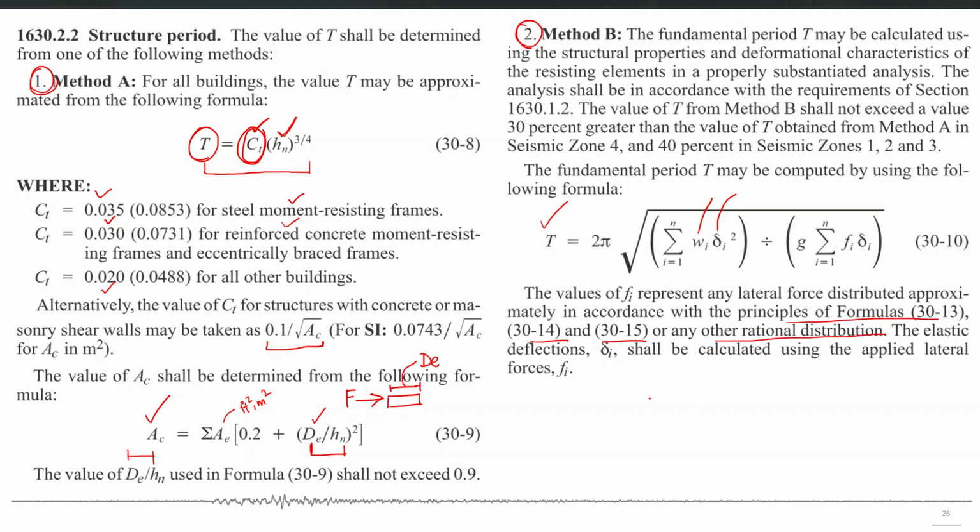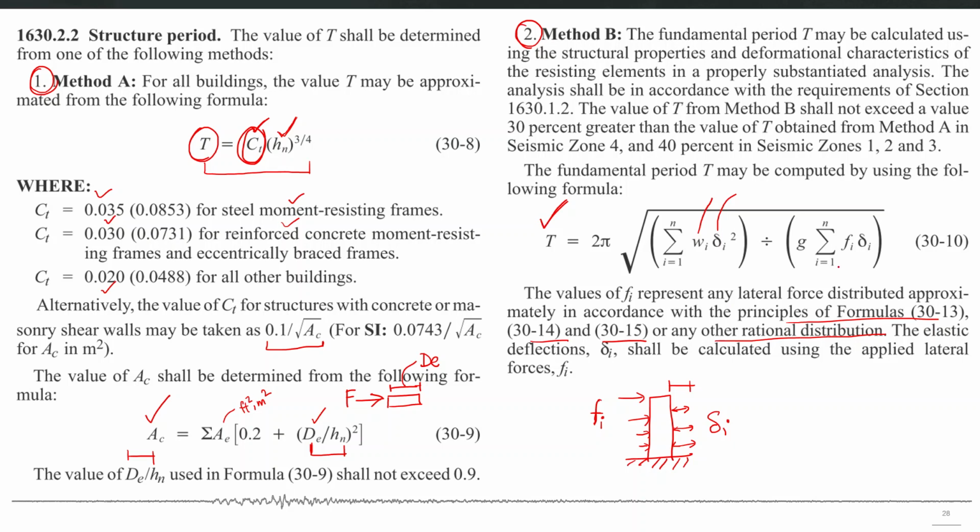So this method basically proposes that you carry out the static analysis first for the structure, you apply forces in a pattern, and let's call that pattern Fi. All these forces are Fi, I is the story number, and you calculate the static displacements at each story level, and let's call those numbers delta I, and then use this expression to calculate the time period.